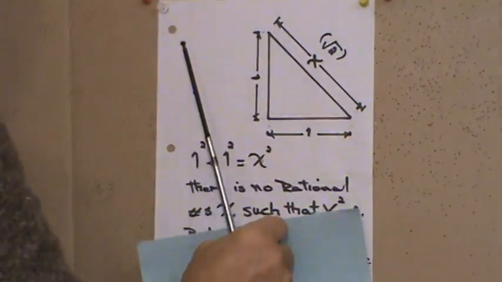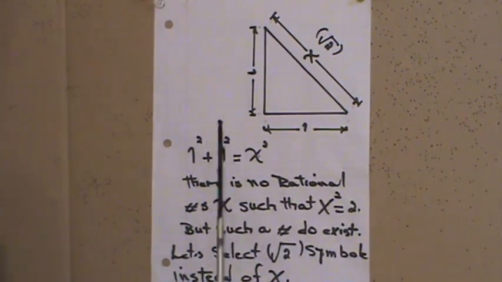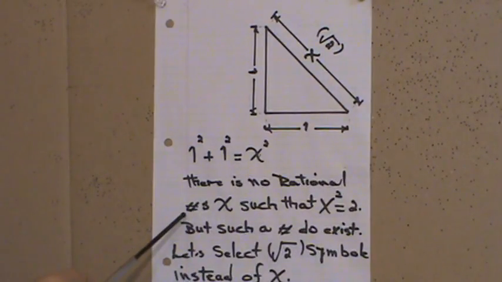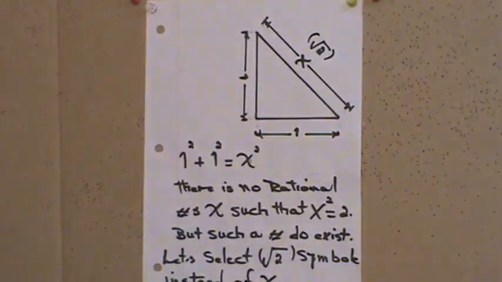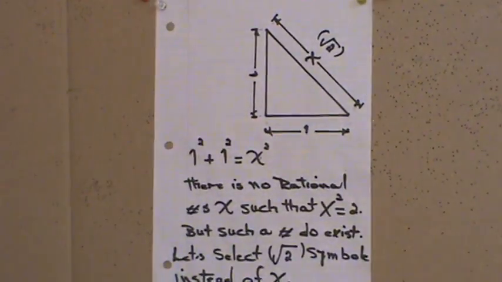Now, I've written all of what I just mentioned for you. So there is no rational number x such that if we square it, we get 2. But such a number does exist. We can see that because we can see the geometrical representation of it. And then let's select this symbol instead of x to represent that number that if we square it, we get 2. Okay, now let's go to the next one, if I may.